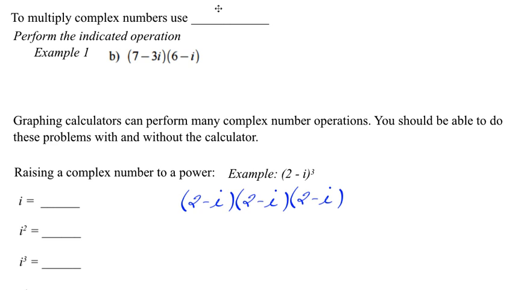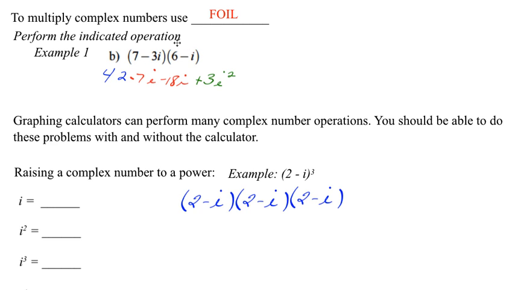To multiply complex numbers, we're going to use FOIL. Remember, that was first, outer, inner, last, which is what we use whenever we're multiplying two binomials together. So in this example, we have 7 minus 3i times 6 minus i. Our first terms are 7 and 6, which will give us 42.